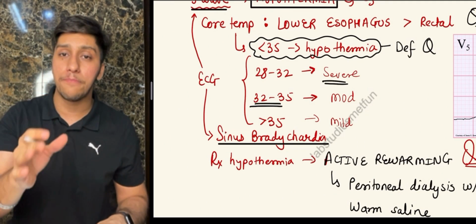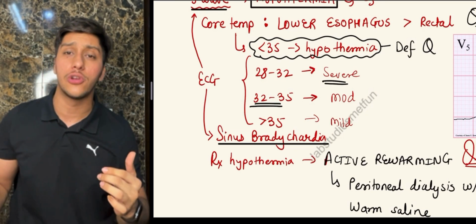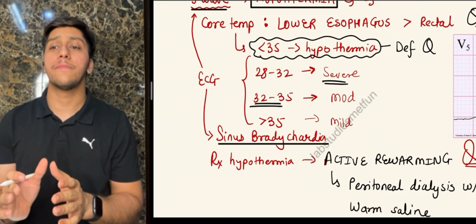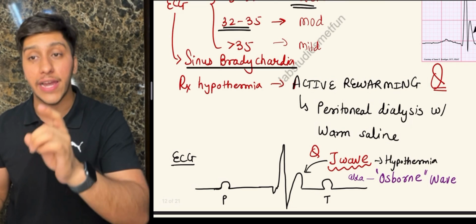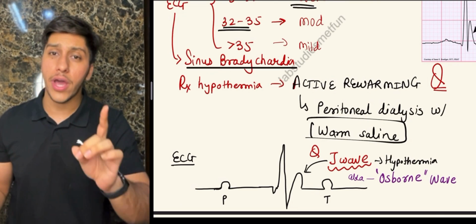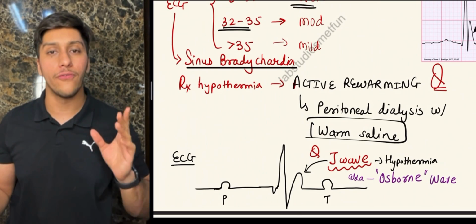And whenever you have hypothermia, it's obviously, remember, we are using hypothermia to slow down everything, slow down metabolism. Hence, sinus bradycardia also is seen in hypothermia. What is the management? You have to do active rewarming using peritoneal dialysis with the help of warm saline. Okay, you have to do active rewarming with the help of peritoneal dialysis with warm saline.